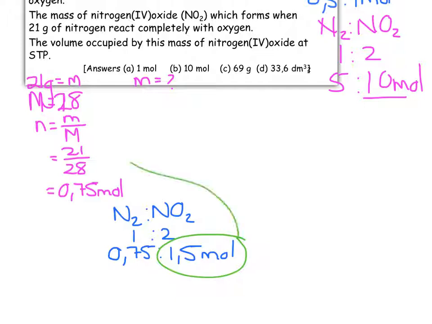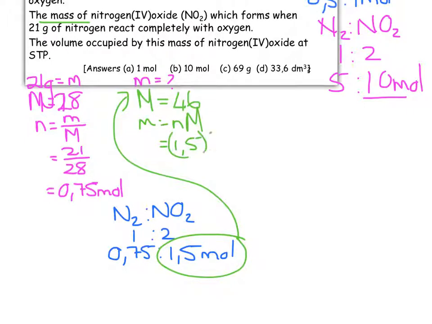I can take that up now to the top, and the question was, what is the mass of nitrogen dioxide that forms? So I need to work out molar mass of nitrogen dioxide. It's going to be 14 plus 16 plus 16, so I think it comes out to be 46. And I land up with mass is equal to number of moles times molar mass, which is 1,5 multiplied by 46, and that turns out to be 69 grams.